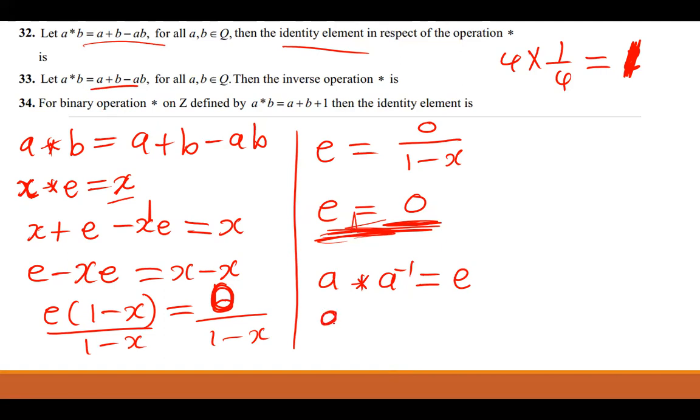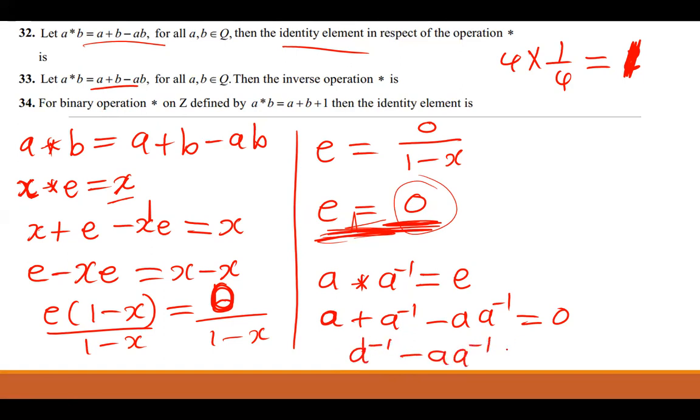So I'm going to say A plus, what is B? I'm going to be putting A inverse. And then I'm going to say minus A times A inverse. This is equal to my identity element, which is 0. So from here, I'm going to make A inverse the subject of the formula. So I'm going to take this A to the other side of the equal sign, so that this side I will just remain with A inverse minus A times A inverse. And this will be equal to 0 minus A. This will just be negative A, because this A is crossing the equal sign going this side.